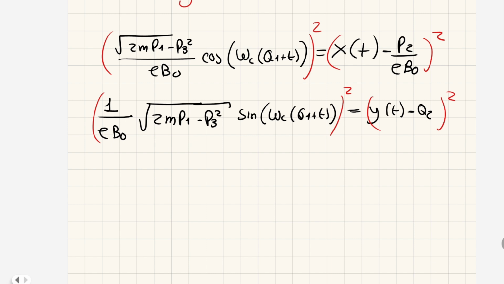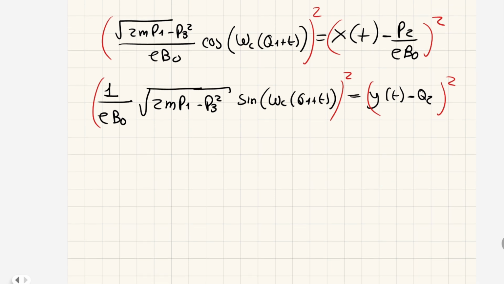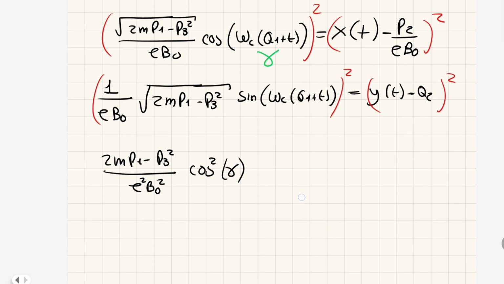For you to notice that what we are going to get is the equation of a circle, right? So this is going to be, well, for the first equation, we are going to get (2mp1 minus p3) squared divided by e²v0², and this is a squared, and then cosine squared of, let's call this maybe gamma, just not to write it all like this. And this is equal to (x minus p2 divided by ev0) squared, right?